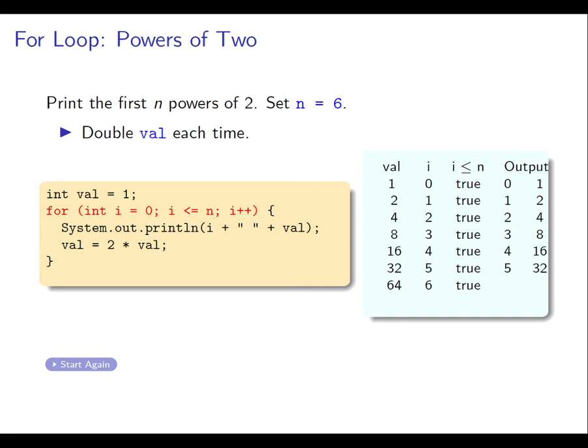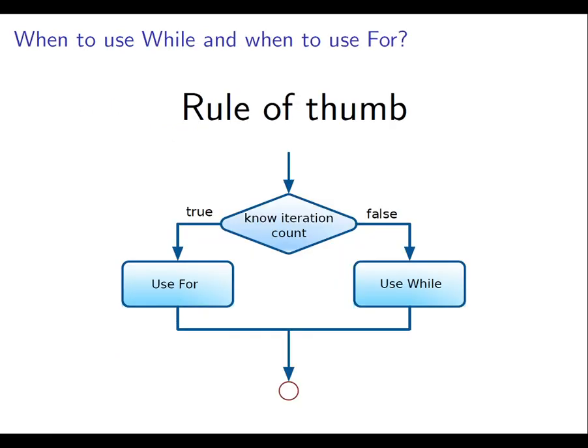So we check whether 6 is less than or equal to 6, and it is. And so we print out 6 and 64, and then we double val, getting 128, and we then execute the increment part of the three-part for loop, getting i to be 7. And so this time when we check whether i is less than or equal to n, the answer is no, it's not. And so now we've finished, we jump over the loop and go on to whatever comes next.